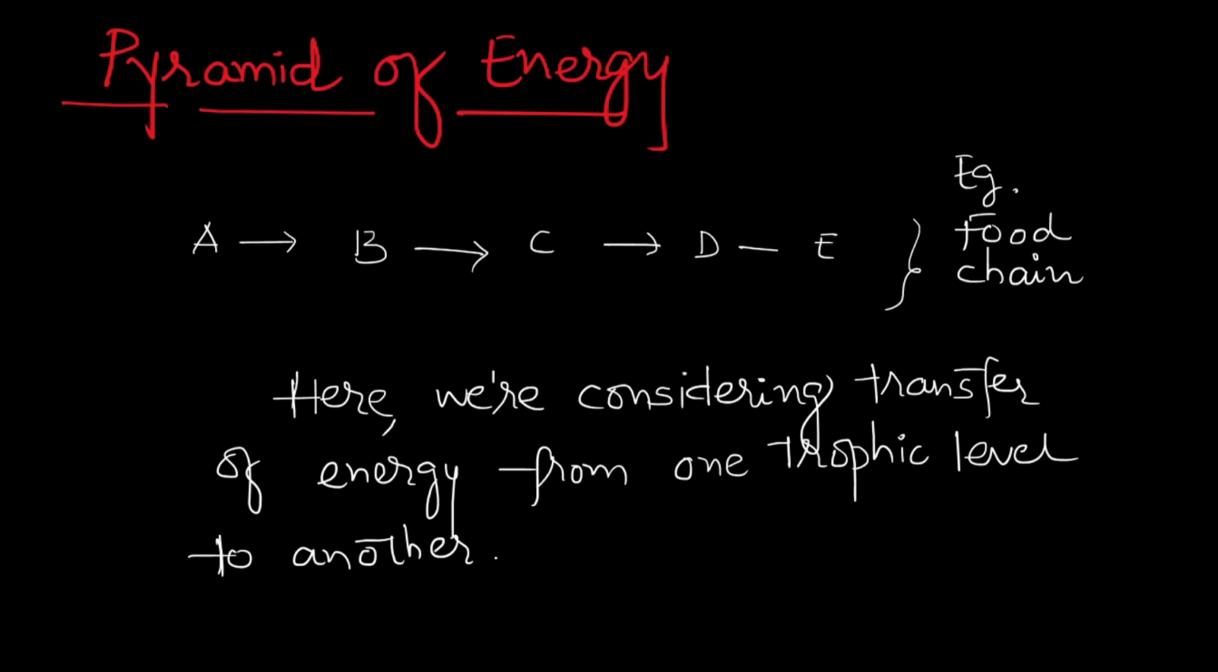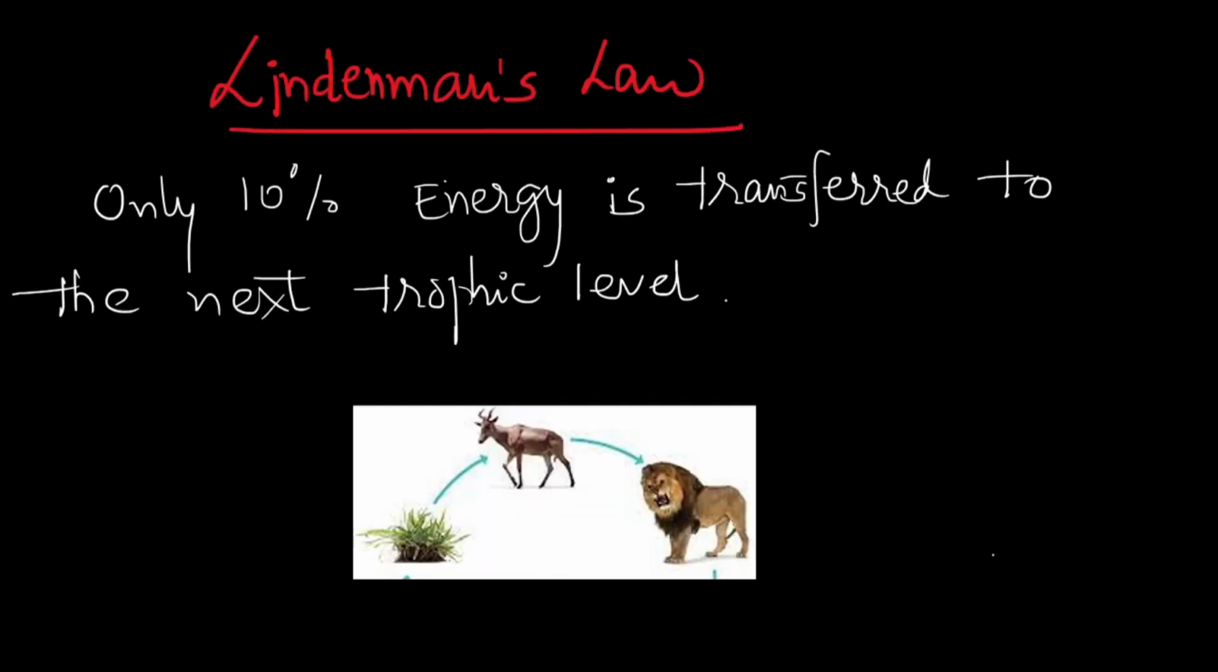Now there is Lindemann's law. What Lindemann's law suggests is only 10% of energy is transferred to the next trophic level. Now, what do we mean by that? Here, this is the producer. This one is the primary consumer, and this one is the keystone species. And in this chain, it is considered to be a secondary consumer. And now, what do we mean by only 10% of energy is transferred to the next trophic level?